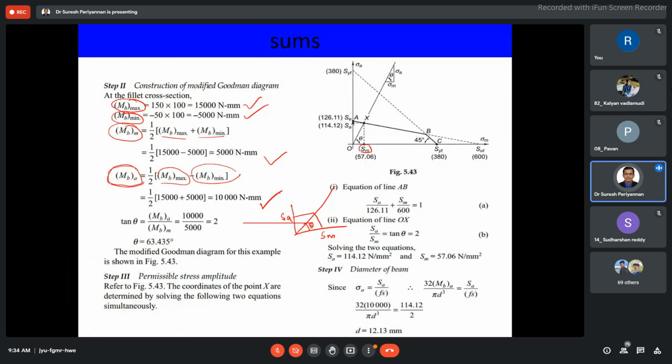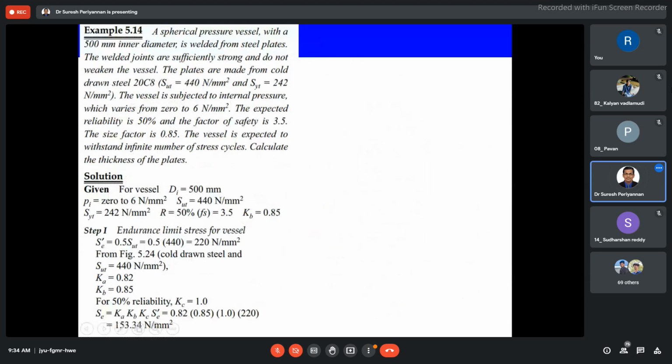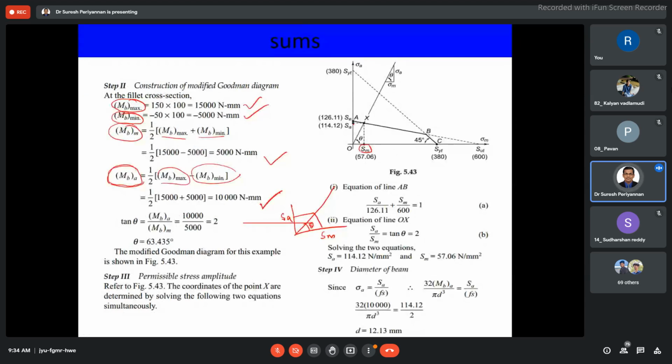Okay. SA is here. What is SA? We don't know. SA and SM, we do not know that. We would like to find out SA and SM only. Now tan theta is given based on bending moment, bending stress. From the amplitude of bending moment and mean bending moment, we can find it out.